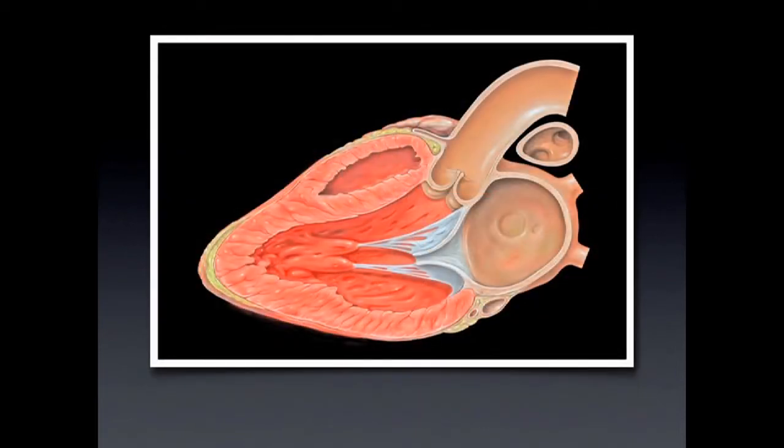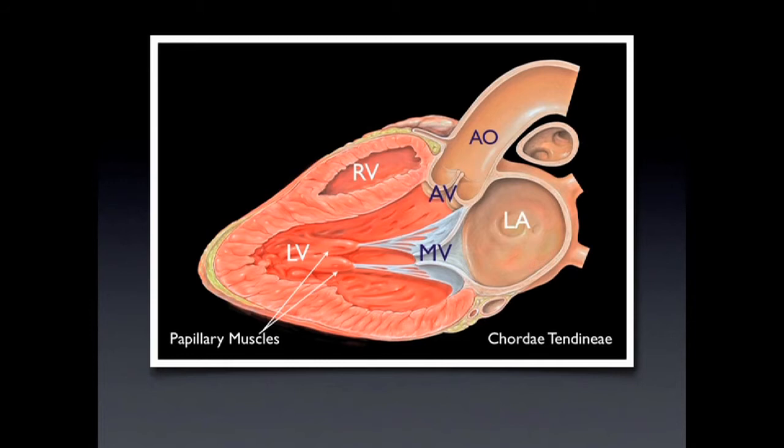Let's review the anatomy. On the top portion of your screen, you're going to see the right ventricle. The left ventricle is going to be on the bottom part of your screen, along with the left atrium, the mitral valve, the aortic valve, along with the aortic outflow tract, papillary muscles, and then you're going to be able to see the chorda tendineae.